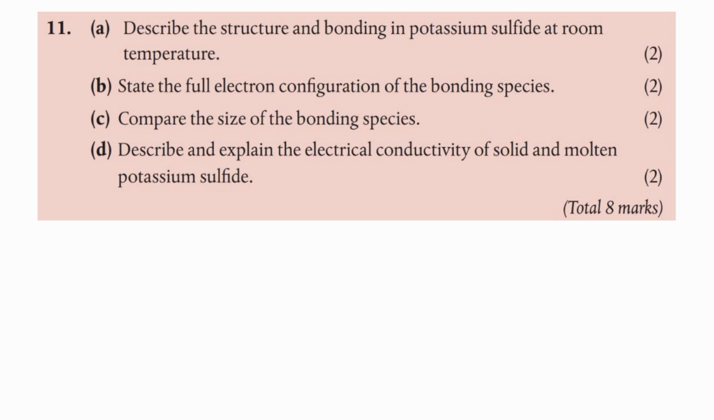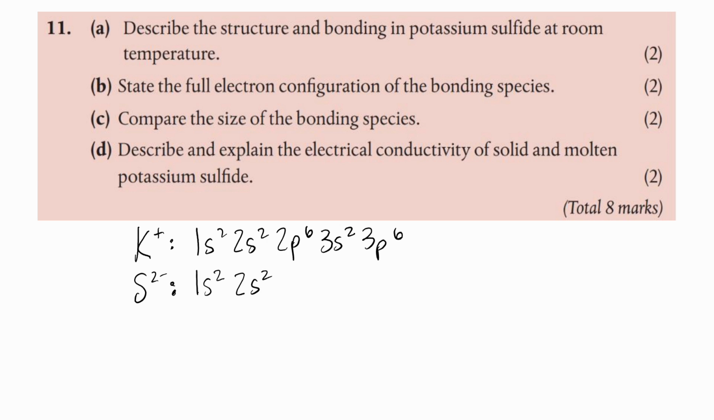For B, it says state the full electron configuration of the bonding species. Potassium plus, we know potassium ends in 4s1, but when it became an ion, it got rid of that 4s1 and went to the previous noble gas. So it has an electron configuration of 1s2, 2s2, 2p6, 3s2, 3p6. Then we have our sulfur with a 2- charge. This ended in 3p4, but it gained 2 electrons. So it now has this exact same electron configuration as the potassium ion.